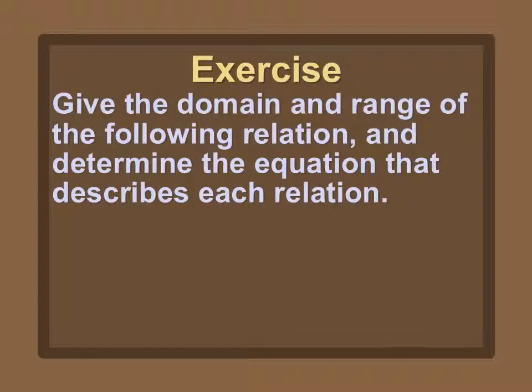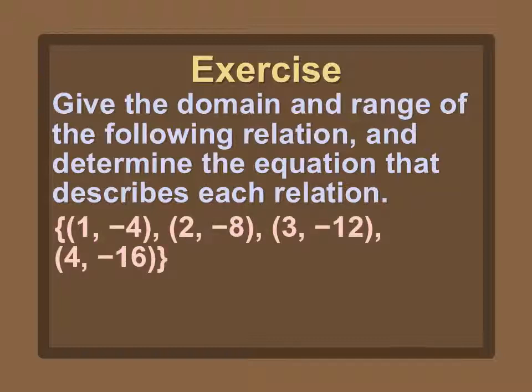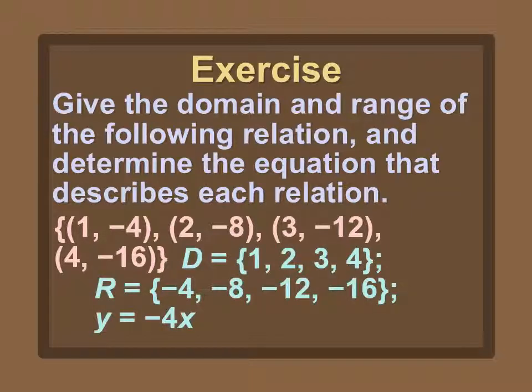All right, let's try an exercise. We want to give the domain and range of the following relation and determine the equation that describes each relation. So here's the relation: (1, -4), (2, -8), (3, -12), (4, -16). The domain is the x's, so you should get 1, 2, 3, and 4. Your range is your y's, so you should have -4, -8, -12, -16.